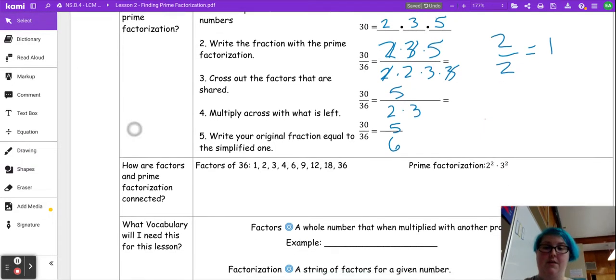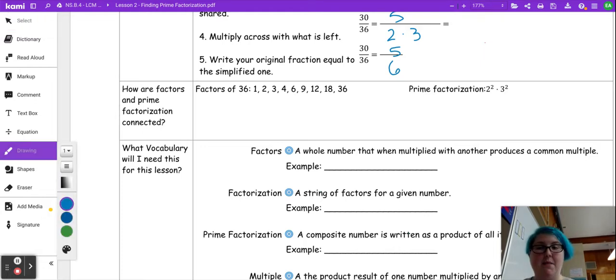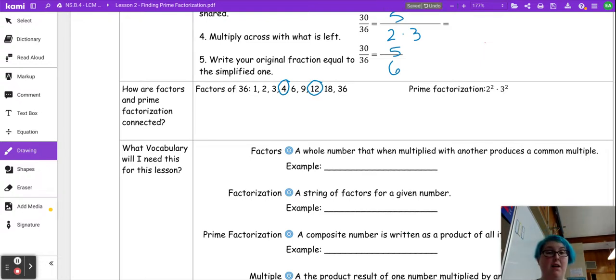All right, folks? So now, if you look here at how are factors and prime factorization connected, I'm not going to go in depth on this, but I want you to notice that anything that's not a prime number, so 4 and 12, for example, we can break that down into its prime numbers to get our prime factorization of 2 times 2 times 3 times 3. So I want you to play around with this a little bit and figure out how prime factorization and factors are connected.